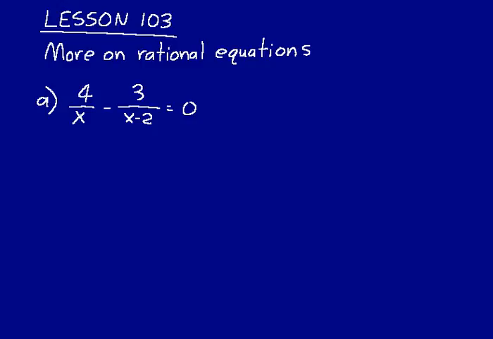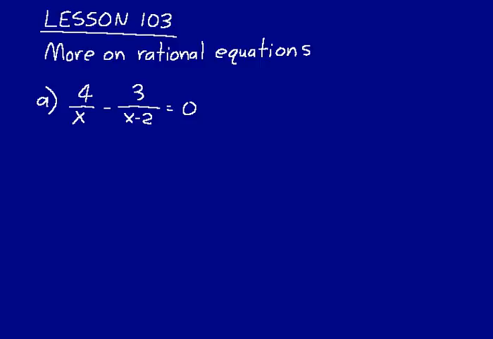Lesson 103 is more about rational equations. Back in Lesson 78, we learned about solving rational equations, and if you remember those, we had integer values, numerical values for our denominators, and we wanted to get rid of the fractions by eliminating the denominator. We did that by multiplying every term by the least common multiple. Then we ended up with an equation that did not have fractions, and that's just easier to work with.